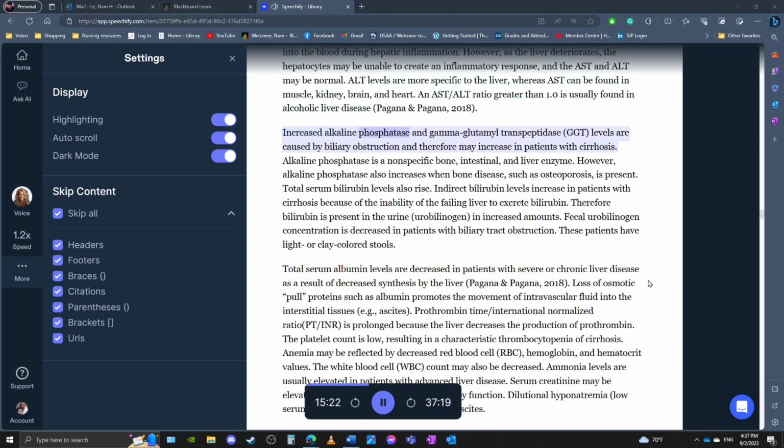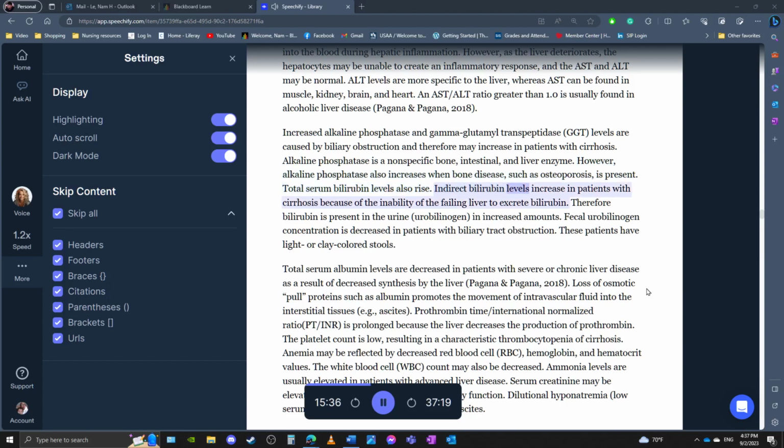Increased alkaline phosphatase and gamma-glutamyl transpeptidase levels are caused by biliary obstruction and therefore may increase in patients with cirrhosis. Alkaline phosphatase is a nonspecific bone, intestinal, and liver enzyme. However, alkaline phosphatase also increases when bone disease, such as osteoporosis, is present. Total serum bilirubin levels also rise.